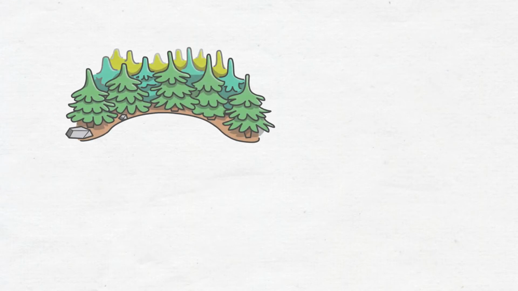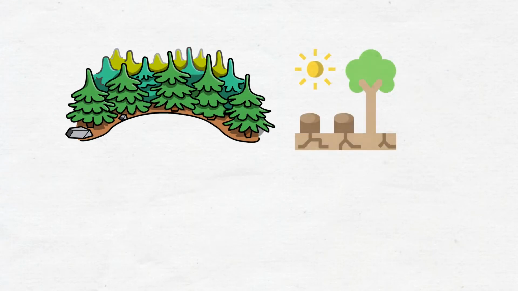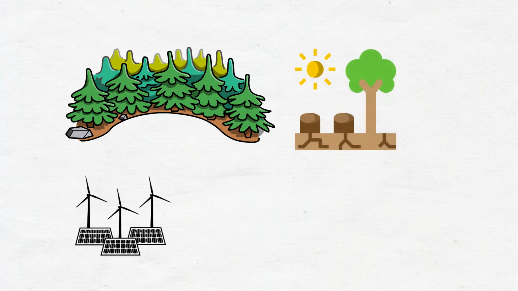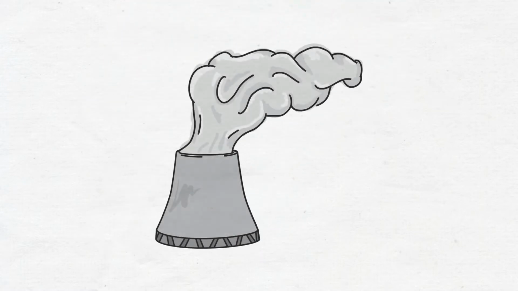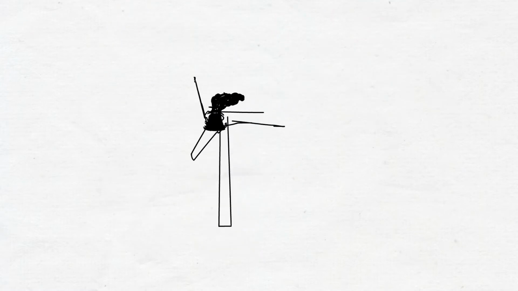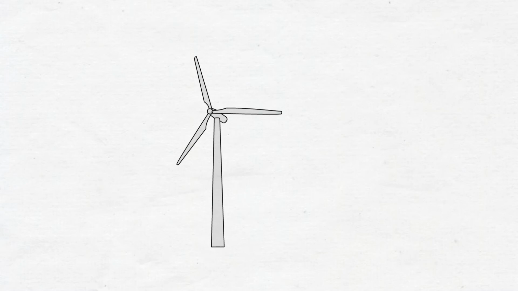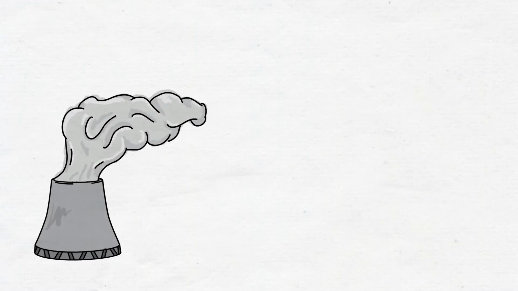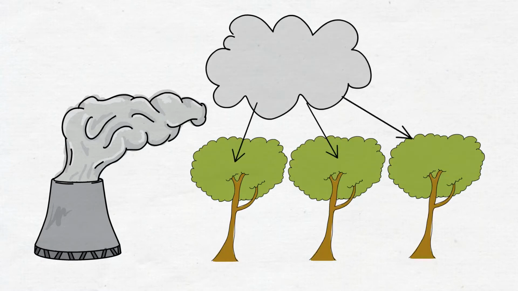Offsets are often thought of as tree planting, but this actually makes up a minority of offset projects. Preventing deforestation, renewable energy projects, and gas capture and storage are more common types. Offsets can either be the reduction of emissions, for example, replacing fossil fuel power with renewables, or they can increase the removal of CO2 from the atmosphere, for example, planting more trees to absorb carbon dioxide.